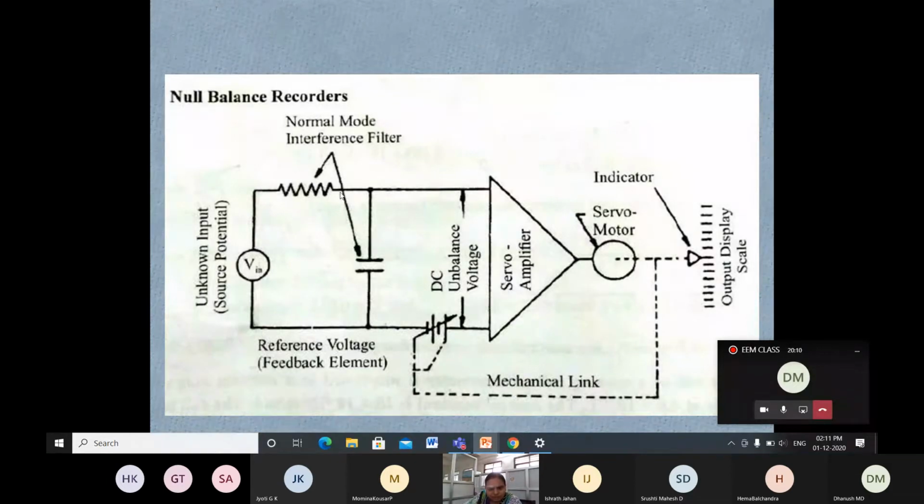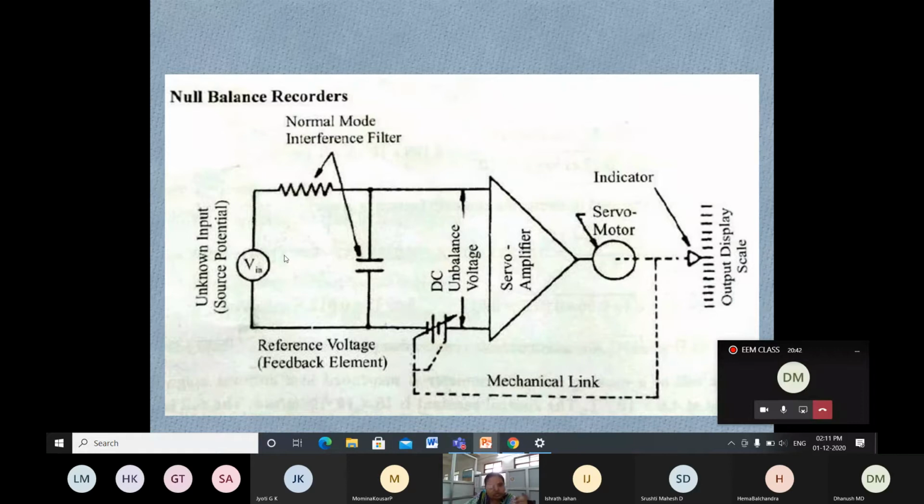Then that input is given to the amplifier, and one more input is given from the feedback, the output change taken as feedback. The reference voltage is nothing but the feedback element, connected here. The amplifier amplifies both signals, and its output is given to the motor. What change occurs at the amplifier? How much is the change?